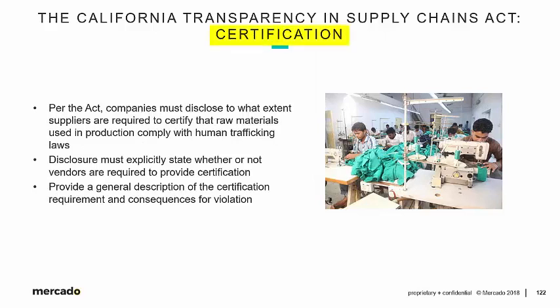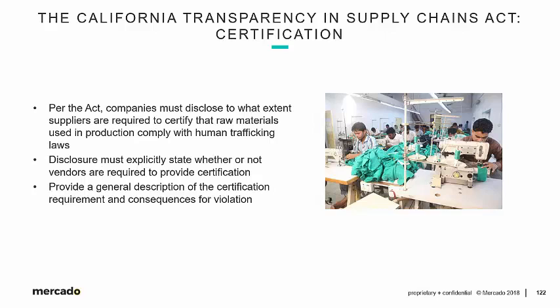Now, let's talk about certification. So we've had verification, audits, now certification. Per the Act, companies must disclose to what extent suppliers are required to certify that raw materials used in production comply with human trafficking laws. We mentioned this briefly not too long ago. Not only what are our vendors doing, but how are they working with their Tier 1, Tier 2, and Tier 3 suppliers, the companies in country that are supplying them with the raw materials that they need. This extends the Act further up the supply chain and hopefully gets more and more entities in line with its requirements.